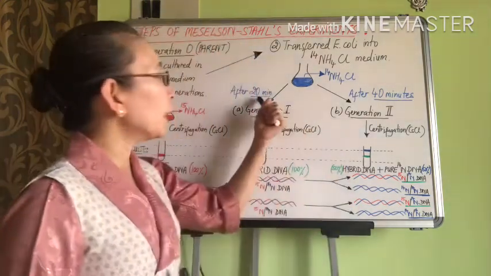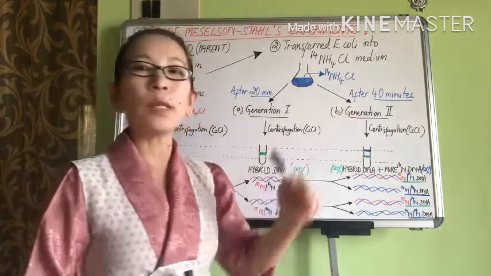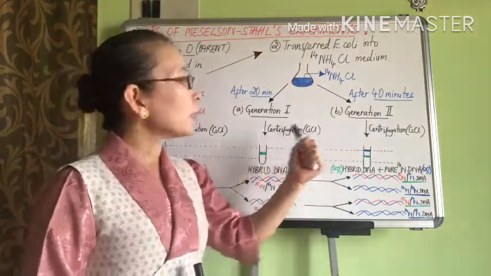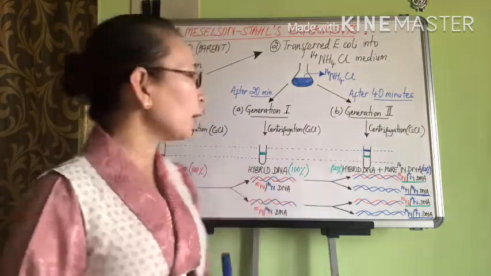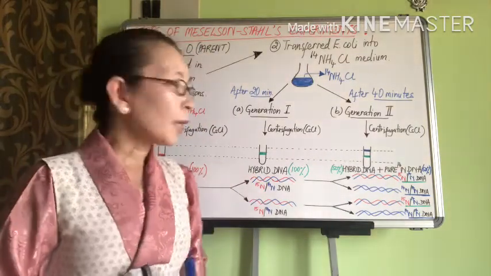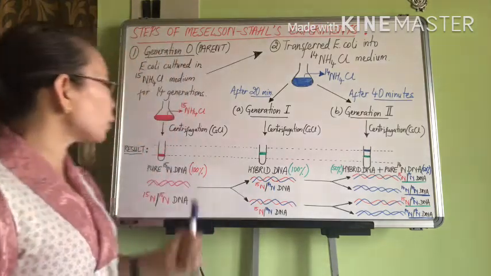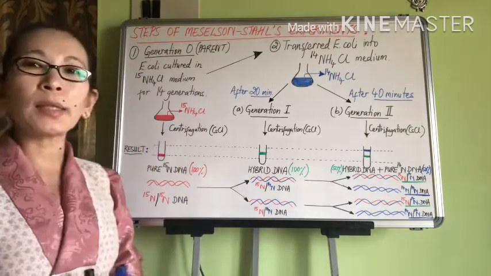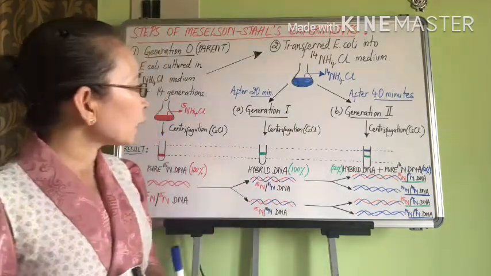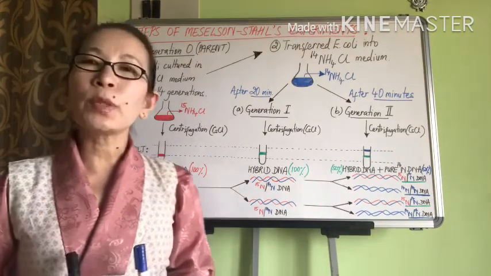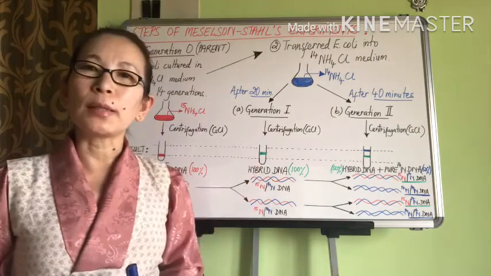So after 20 minutes, the first generation DNA sample was isolated from the N14 medium and was mixed with cesium chloride solution to measure the density of the DNA. And in their result, they again obtained a single band of DNA. But unlike the position of the G0 DNA band, generation 1 DNA band was located in the halfway position of N15 density and N14 density.